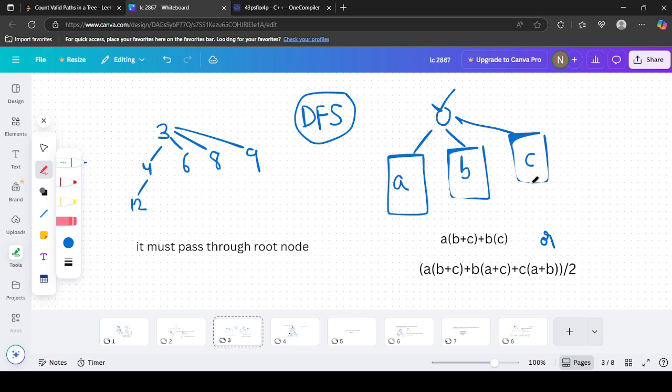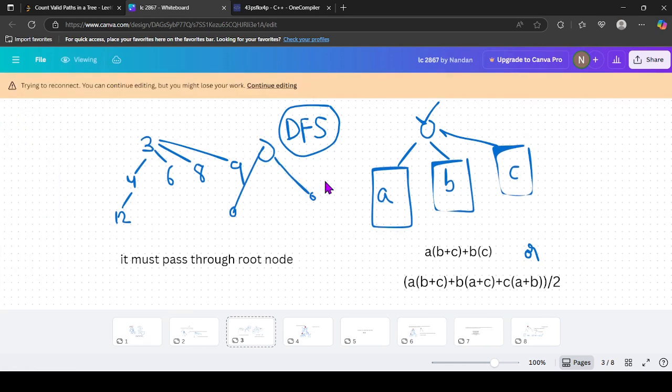And now what will be the answer? So the number of paths passing through the node will be, for example, it should start from one child and end at another child. So this is the root node. So the number of paths containing it would be: the path should start from any node in a child subtree, and it should end in any of the other child subtrees. So what are the number of ways?